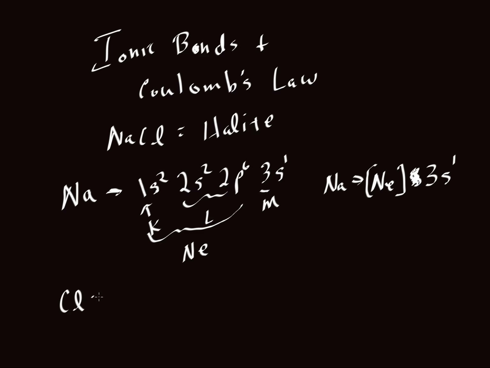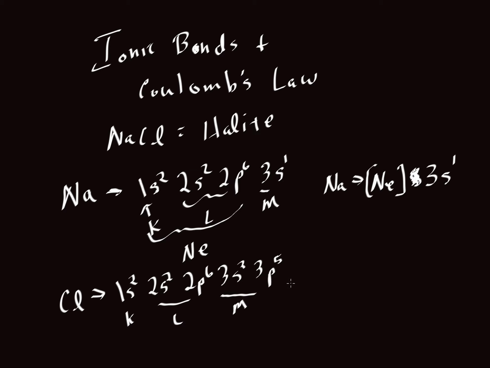So chlorine, its full electronic structure would be something like this: 1s2, 2s2, 2p6, 3s2, 3p5. So we have the first shell, the K shell, completely filled. The L shell here is also filled. Here we're starting to fill the M shell, or at least the s and p orbitals.